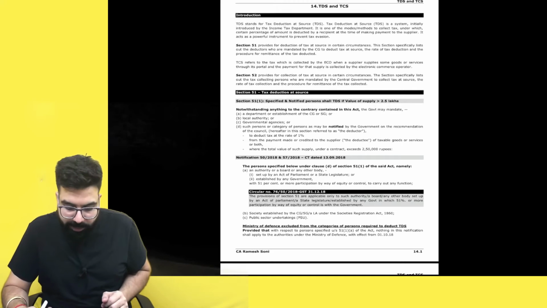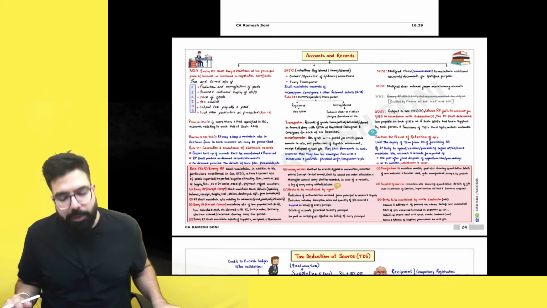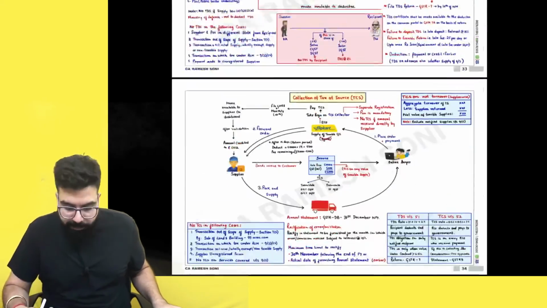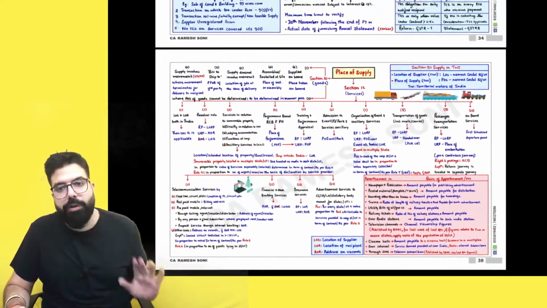Now sir, where are the charts? If you go in this file, at the end, the accounts and records chart has been provided, the TDS chart has been provided, the TCS chart has been provided, and the place of supply chart also has been provided.